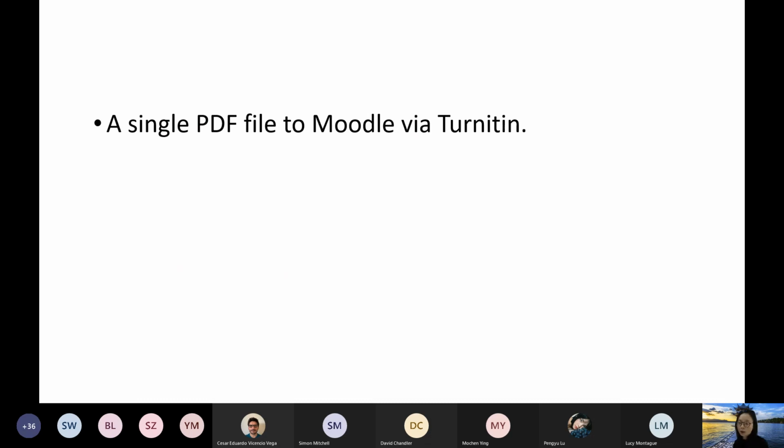And eventually, you will have a single PDF file to be submitted to Moodle via Turnitin. And the usual submission process will be quite similar to other modules.